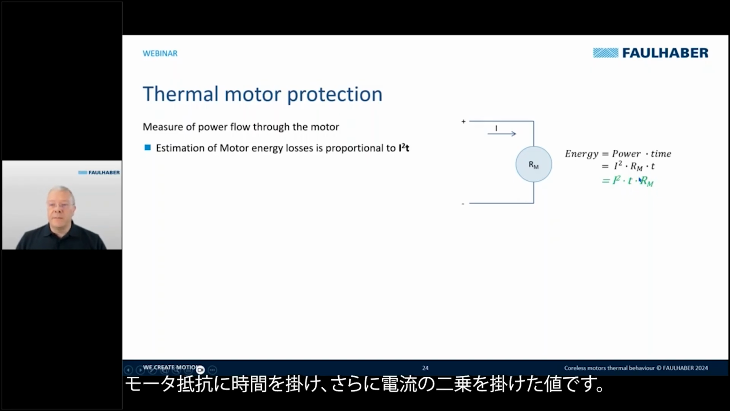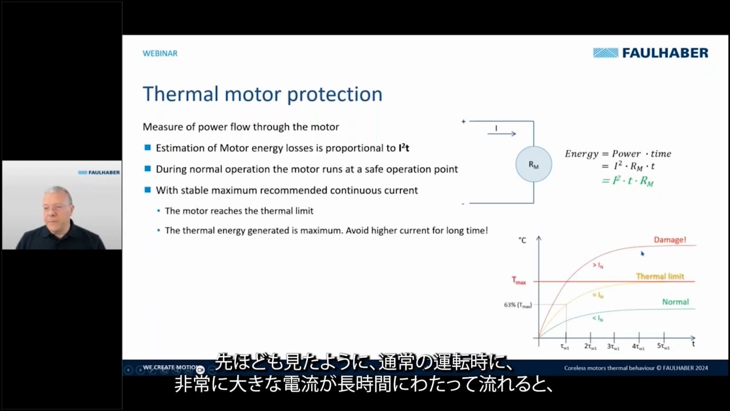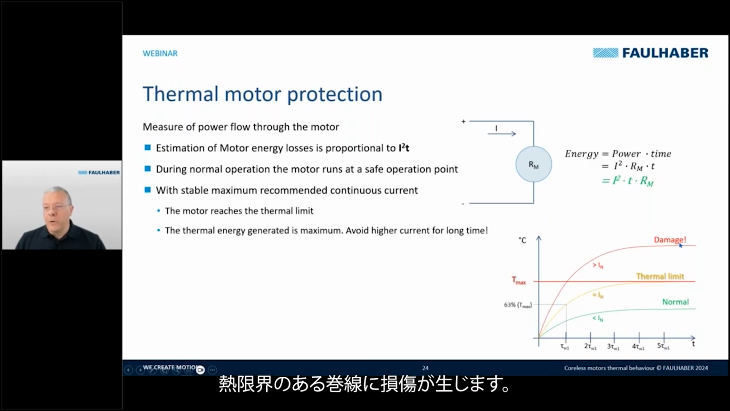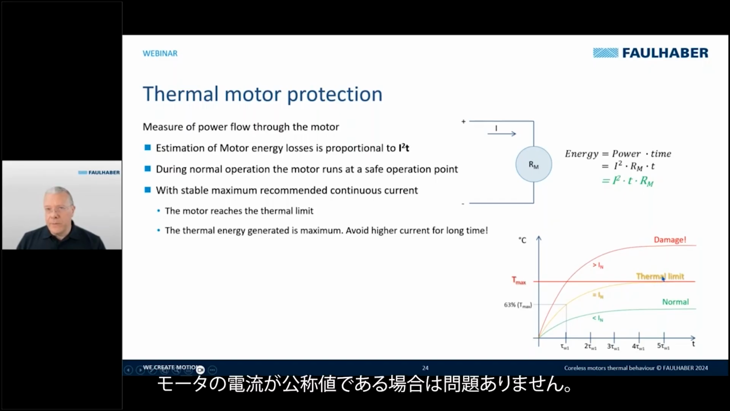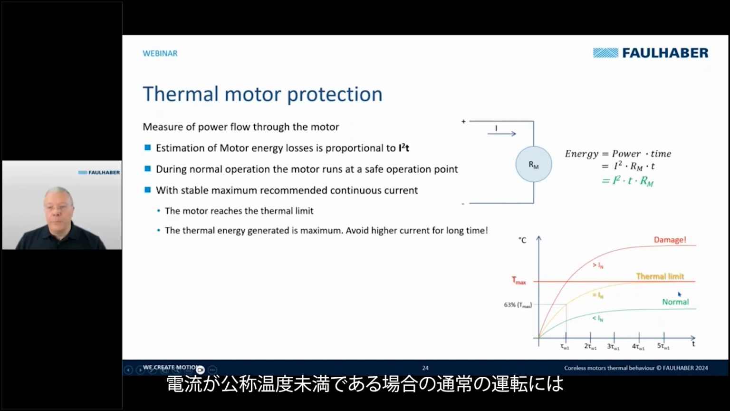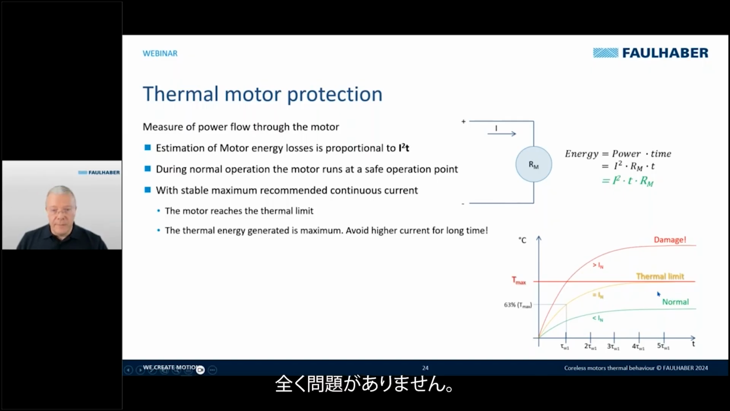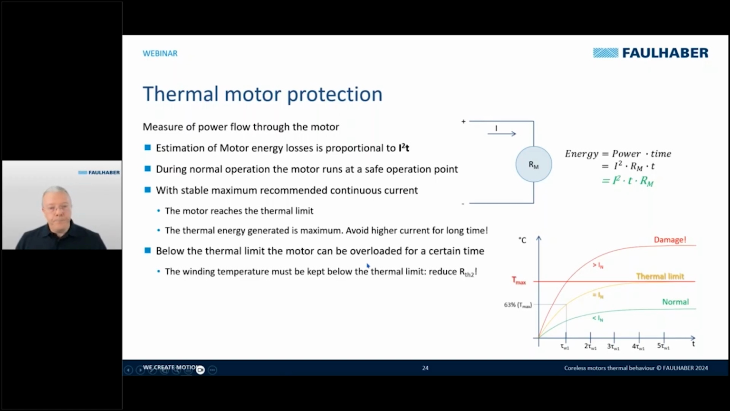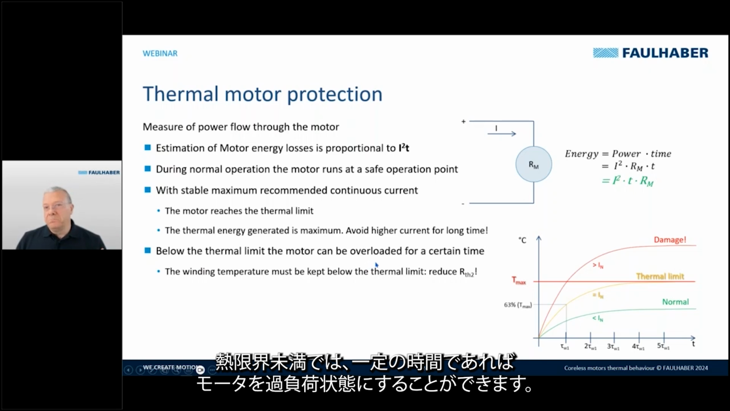So the motor resistance times the time times the square of the current. During normal operation, we have seen it before, when the current is much higher for a long time, we have damage in the winding. With the thermal limits, it's okay. When we have the motor current at the nominal value, we limit at the thermal limit the winding temperature. Never a problem with the normal operation when the current is lower than the nominal value, nominal temperature, sorry. So below the thermal limits, we can overload the motor for a certain time.